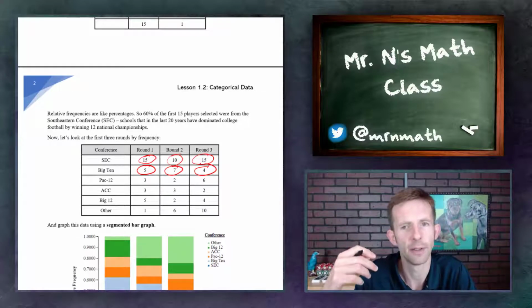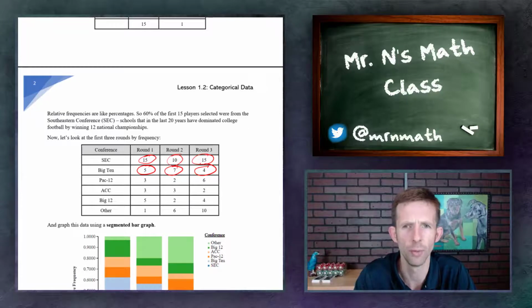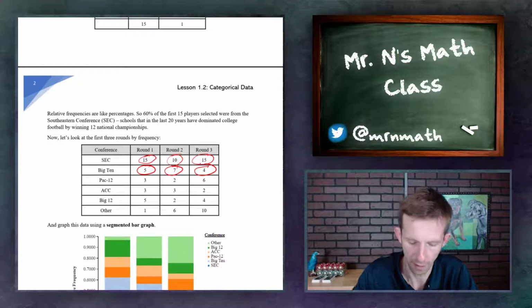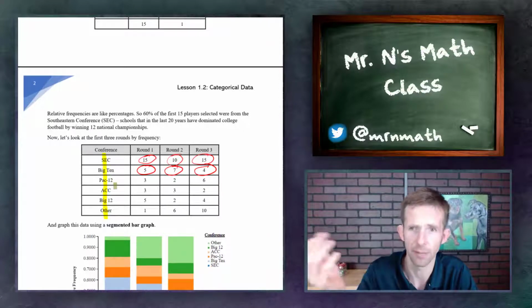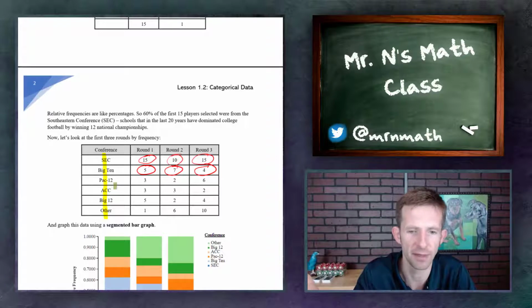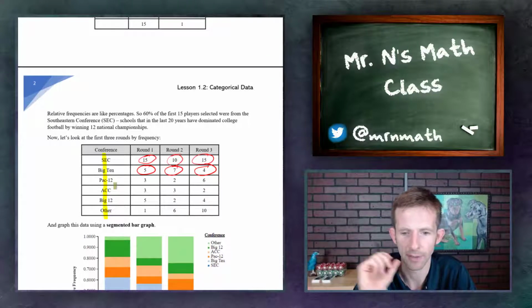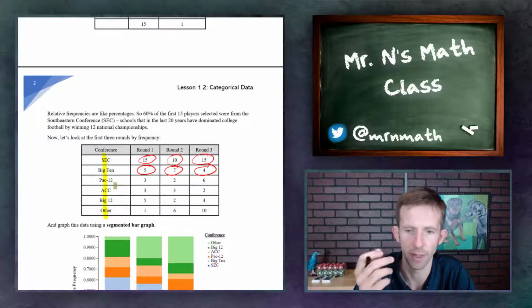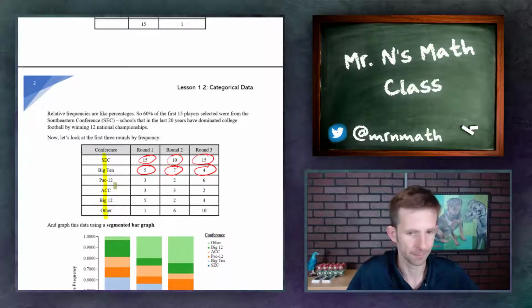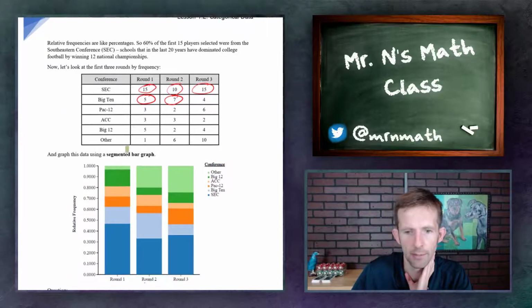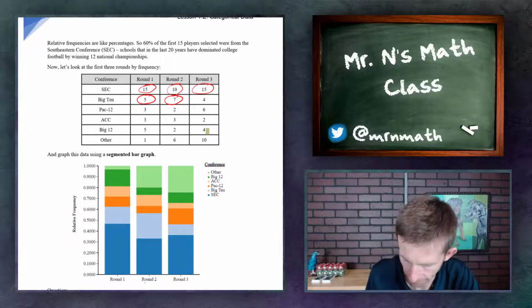So we've got kind of two-way data here. We've got the conference, the top Power 5 conferences: SEC, Big Ten, Pac-12, ACC, Big 12, and then there's others. And then we've got the round. And we can organize this data by making something called a segmented bar graph.